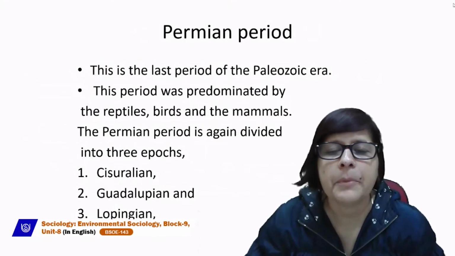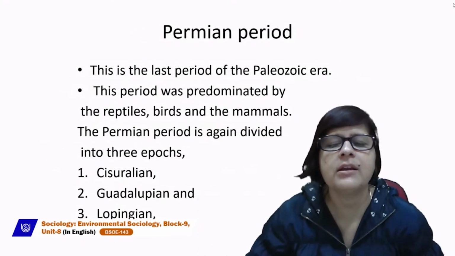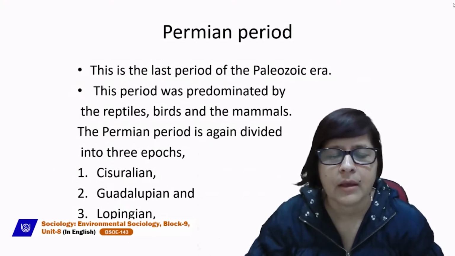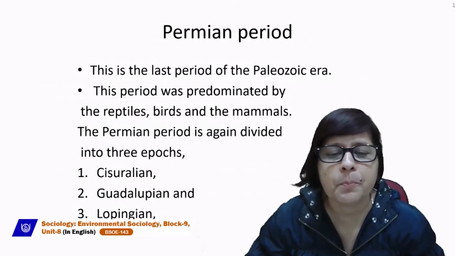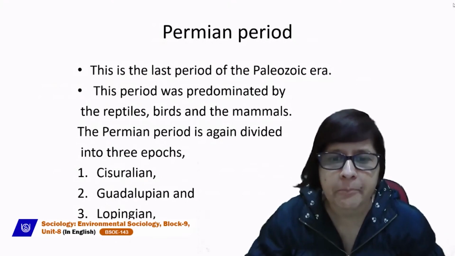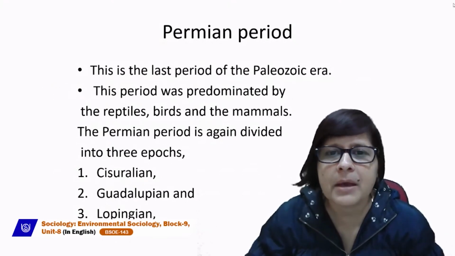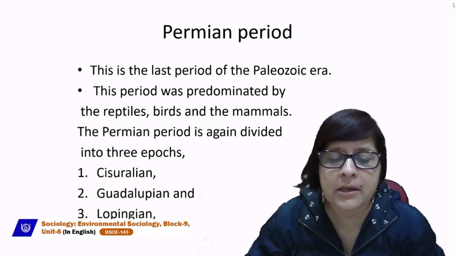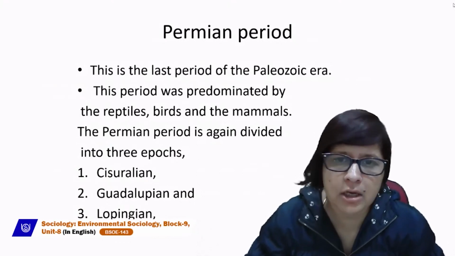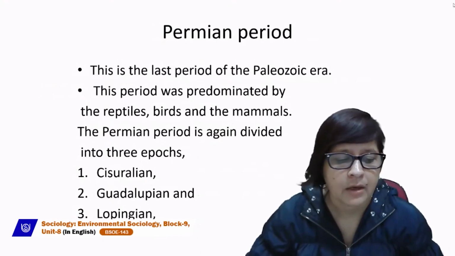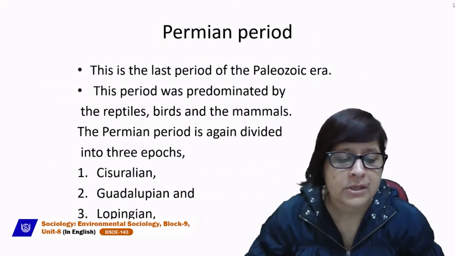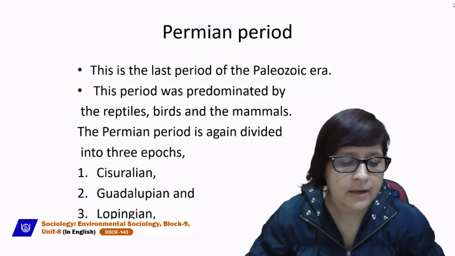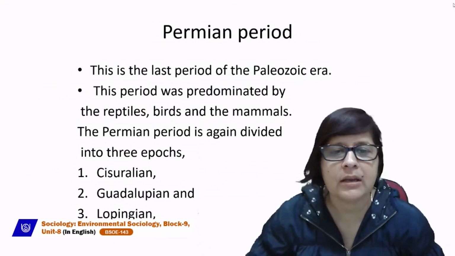Then comes Permian period. Permian period is the last period of Paleozoic era. This period was predominated by the reptiles, birds, and the mammals. And then the Permian period is again divided into three ages or epochs: the Cisuralian epoch, Guadalupian, and the Lopingian epoch.